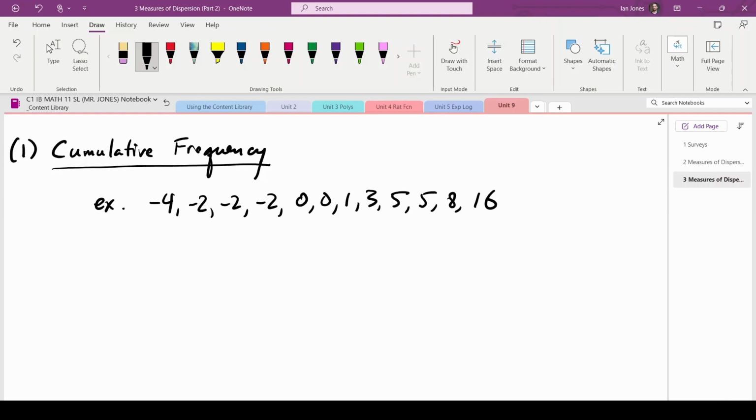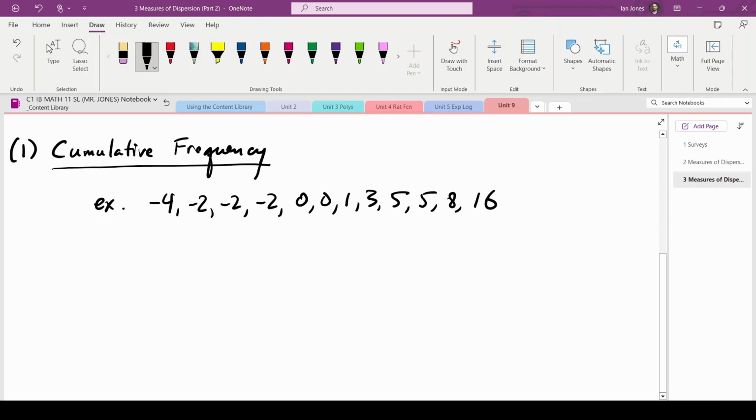You can see the mode is -2. The median is right here between 0 and 1, so the median is 0.5. The range, 16 minus -4, the range is 20. We could get the interquartile range too. Of course, that's Q3 minus Q1. We could calculate the mean, add up all the data points, and divide by how many there are. So this is the data that we're going to look at.